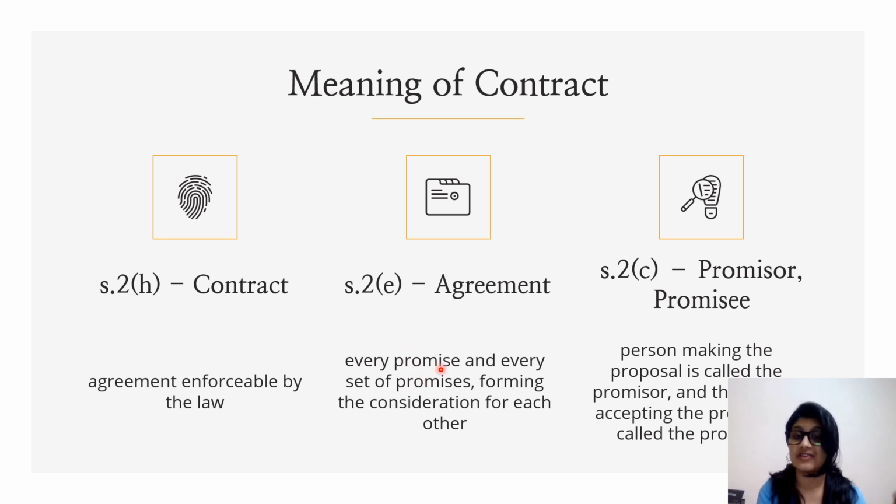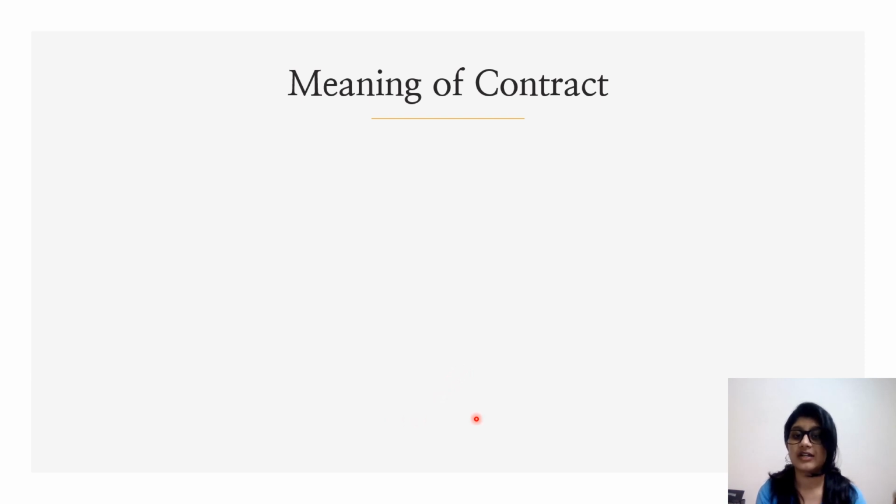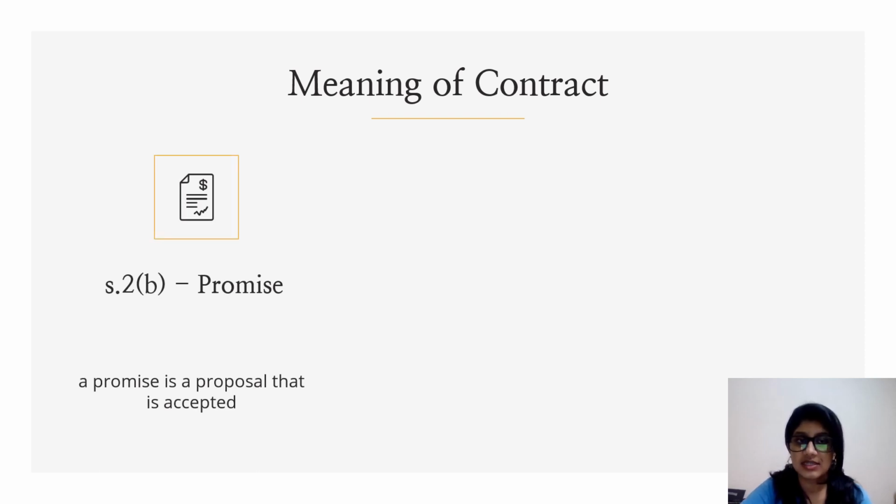Now we have new terms here as well. One is promise. We have to define what a promise is, what a consideration is, and what a proposal means, right? Those terms are defined under the following sections. First, we have promise under section 2B. This says that a promise is a proposal that is accepted. A promisor is the one who is making the promise. So if I say that I am willing to send you X for Y amount of money, that is a proposal I'm making. Once you accept that proposal, then it becomes a promise. And since I am making the proposal to you, you are the promisee, right?